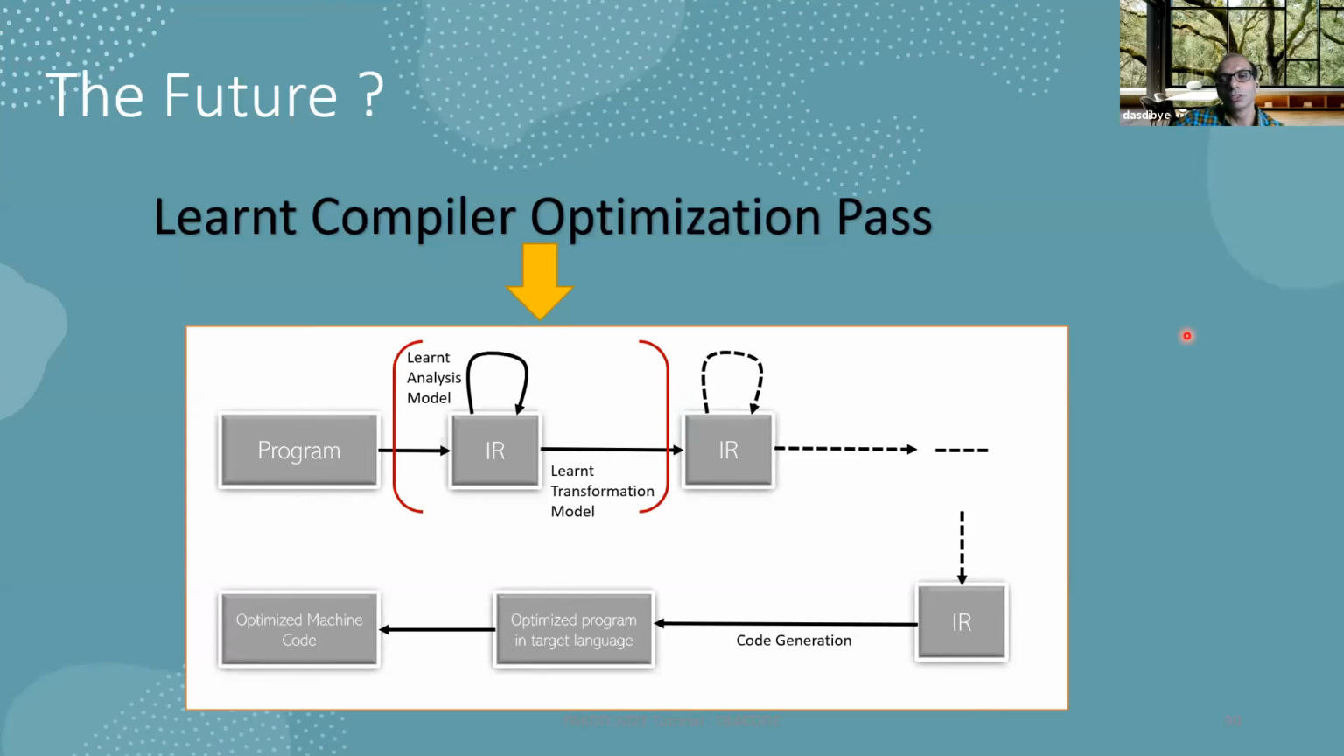I started with this diagram. I want to end with this diagram that we had this analysis pass and we had a transformation pass. Then in the future, will these just become a learned analysis model and a learned transformation model? And then, maybe in our lifetime, if we are lucky, we'll see some of those happening. If not full, we may have a series of learned analysis models and transformation models, and then a final code generation.